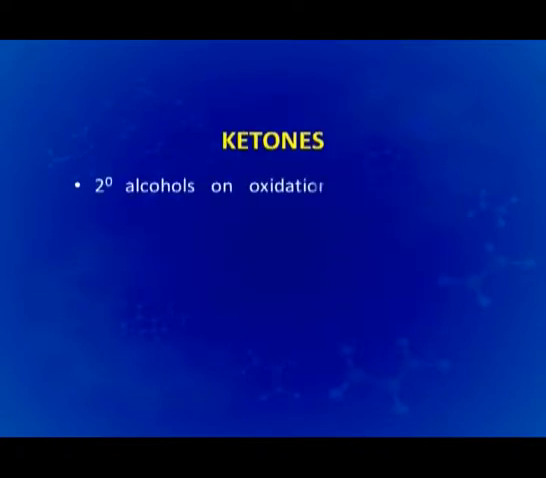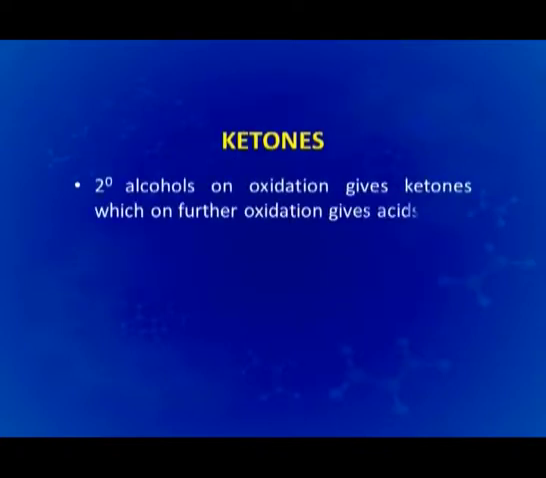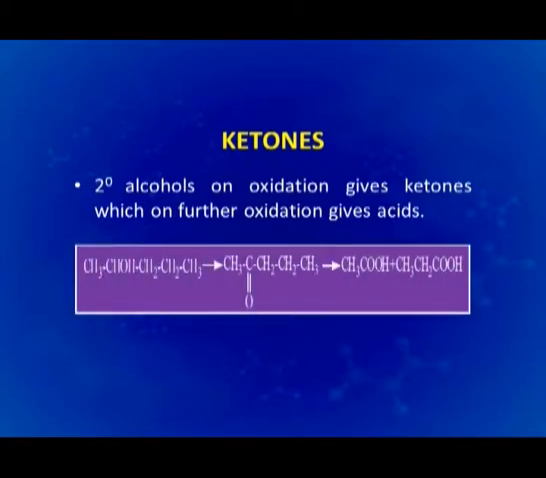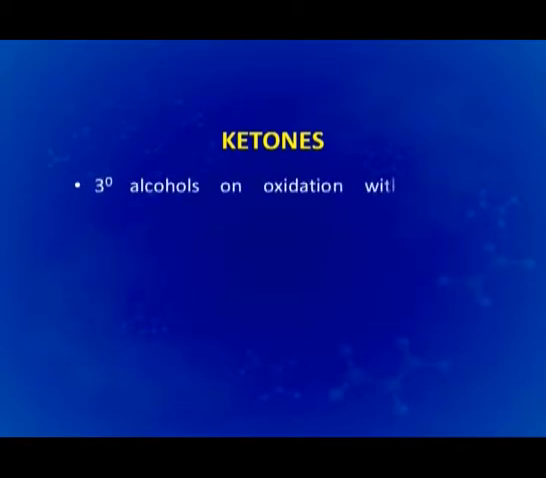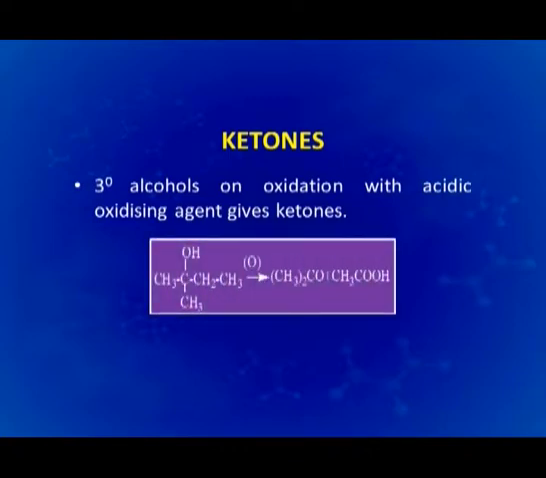Okay, secondary alcohols on oxidation give ketones, which on further oxidation give acids, and tertiary alcohols, even though they do not contain any alpha hydrogens, undergo oxidation with acidic oxidizing agents to give ketones. Here the oxidizing agents in the presence of acid first convert the tertiary alcohols into alkenes, which on further oxidation give rise to epoxides, which on further oxidation give rise to ketones.